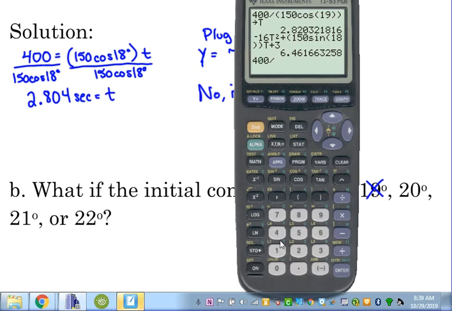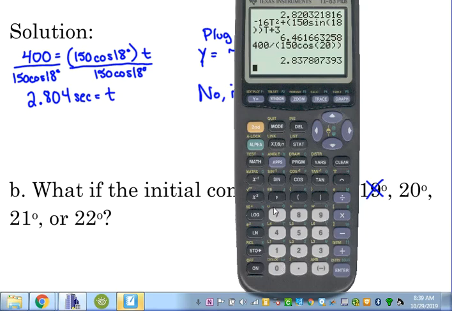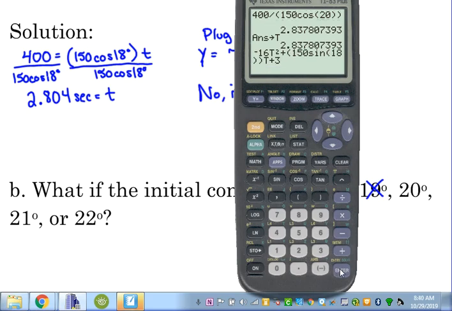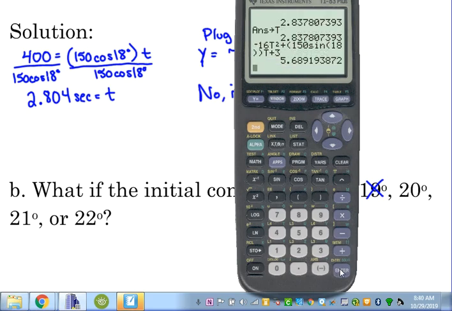400 divided by 150 cosine 20. That took a little bit longer. Store it as t. Plug it into our y equation. It seems to be getting lower the higher the angle we hit it, which makes sense. Think about it. If the angle you're hitting it at is increasing, it's at what? Because of 150 sine theta.